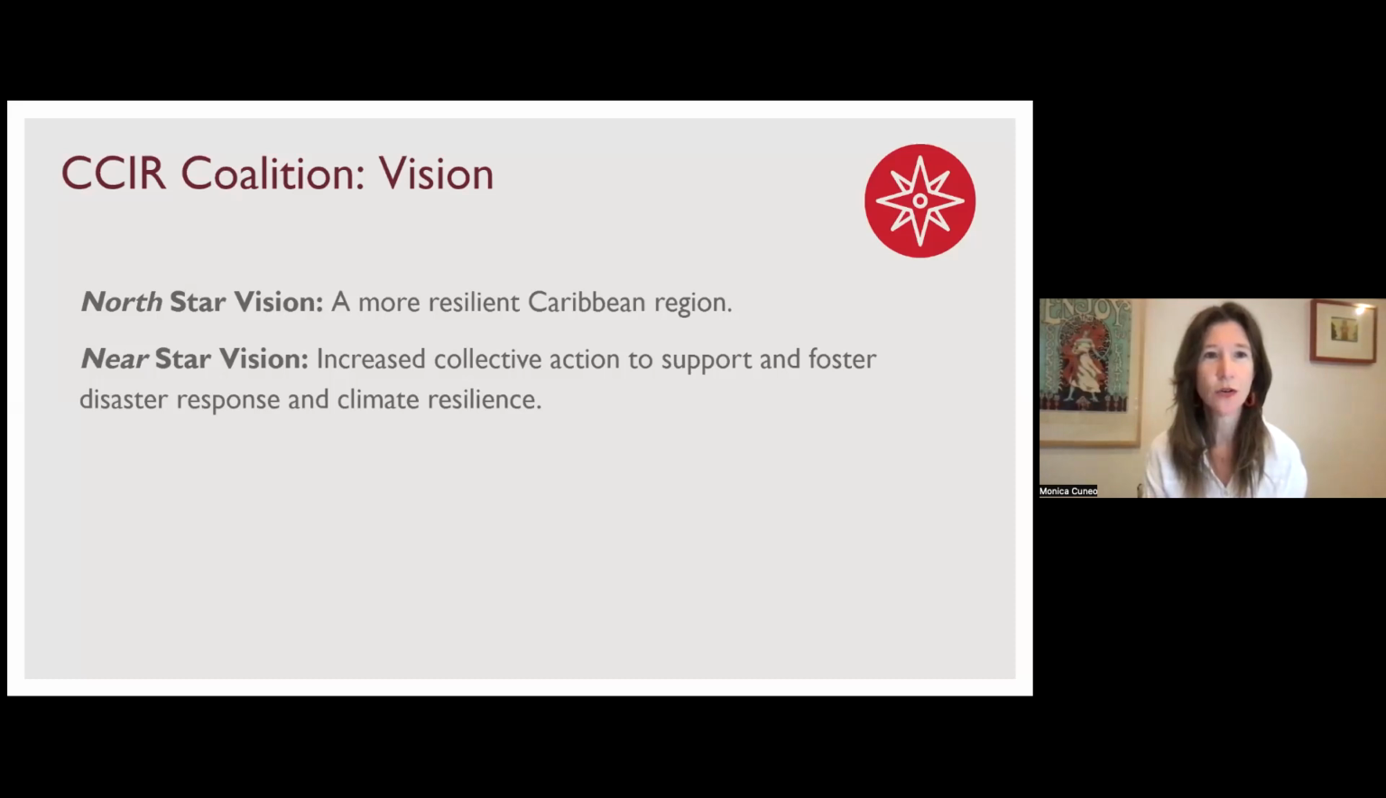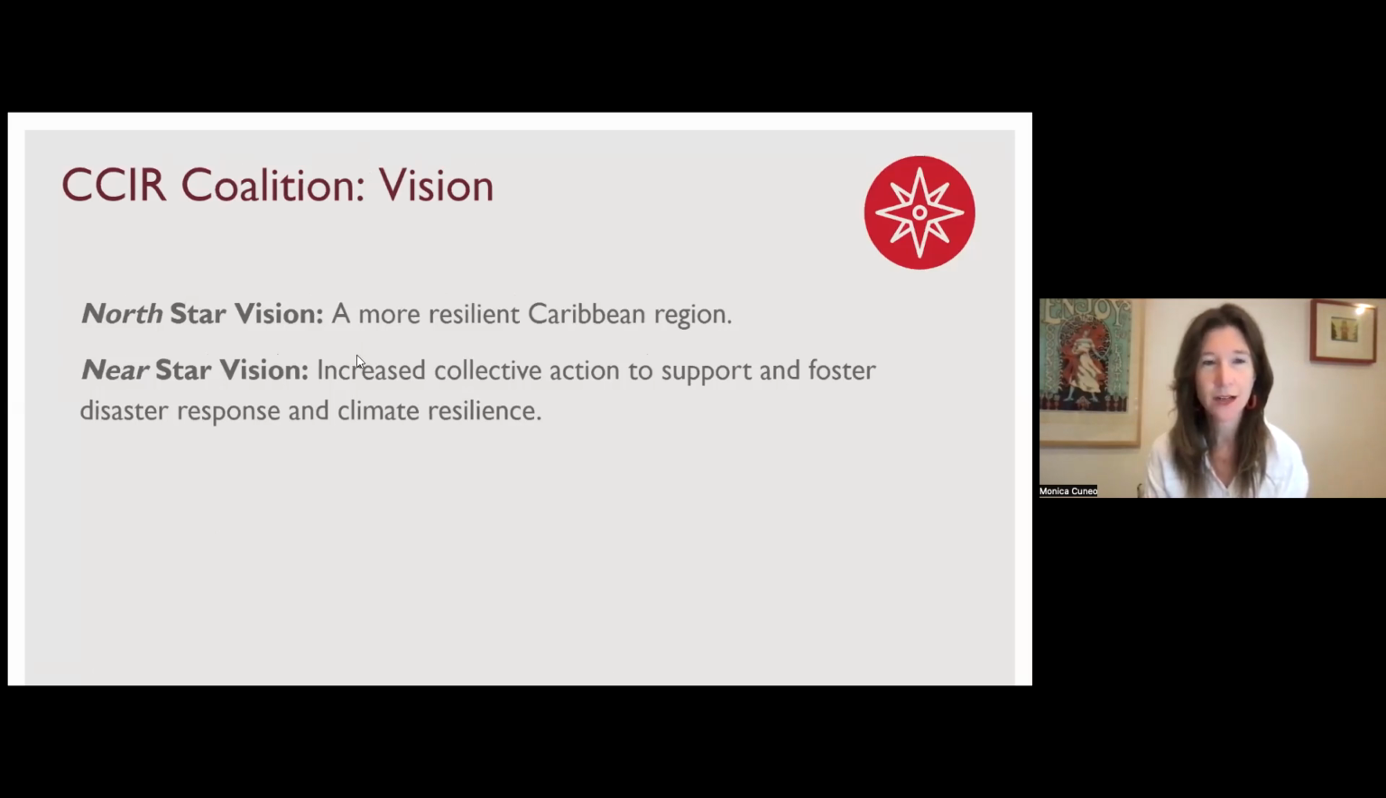So the coalition holds the long-term or North Star vision of a more resilient Caribbean region, along with what we're calling our Near Star vision, which is increased collective action to support and foster disaster response and climate resilience. We use this North Star vision to orient the cross-sectoral members, supporters, and the public, and also to generate the multi-strategy action that's needed for us to reach this vision for change.